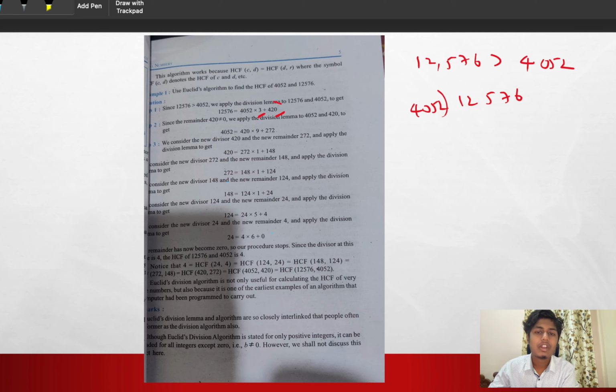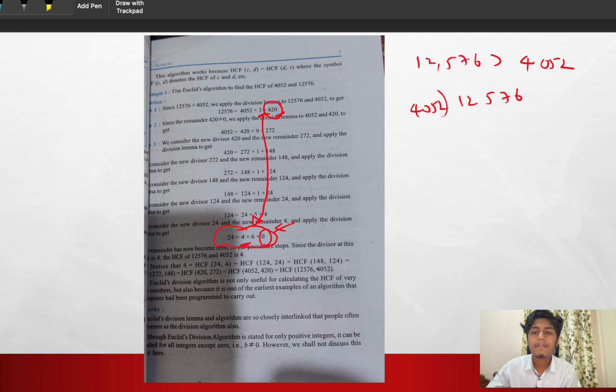Here remainder is not equal to 0. We have to apply Euclid's division lemma until we get remainder as 0. So by following the Euclid's division lemma, we arrive at the final step. Here 24 is divided with 4. We get 6 as coefficient and 0 as remainder. Here we arrived at 0 as the remainder. So in this case 4 will be the divisor, will be the HCF of the two numbers.